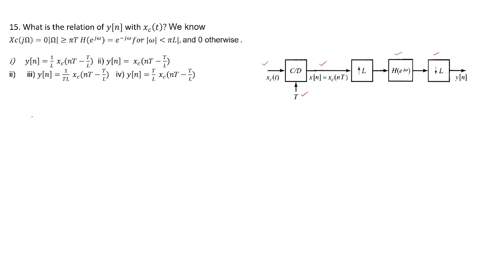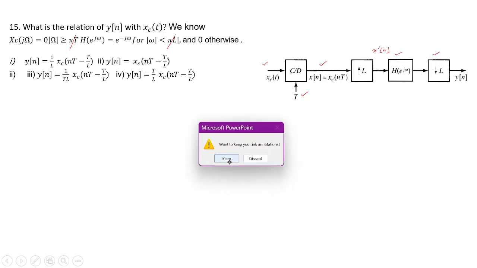So where do we start? Let us denote the sequence here after upsampling as x dash of n. The question I have written here is wrong. It should be pi over L, not pi L, and this is pi over t, not pi t. Just a minute.